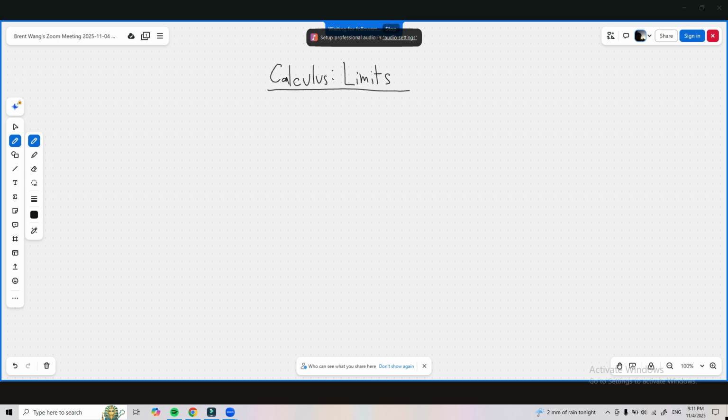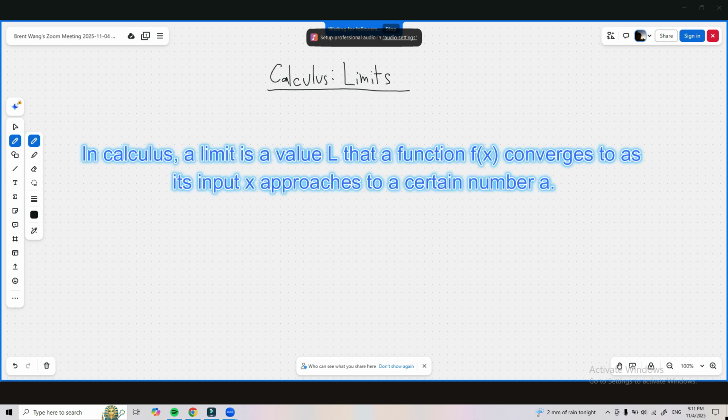So today we're going to be talking about limits. Now, what are limits in calculus? Put simply, a limit is the value L that f of x converges to when it approaches a certain input for x equals a. Mathematically speaking, this would be written like this. Lim x approaches a, f of x is equal to f of a, or this value L that f of a is equal to.